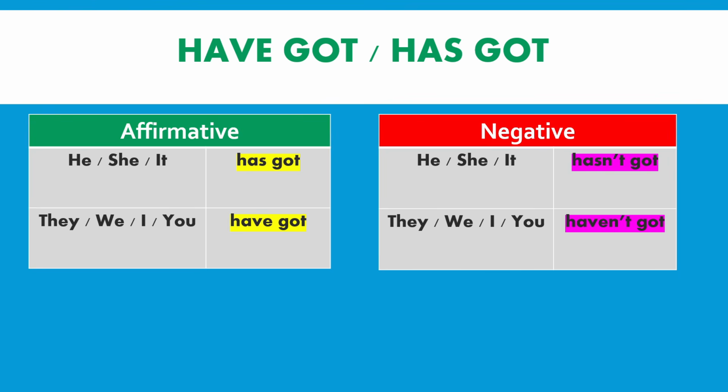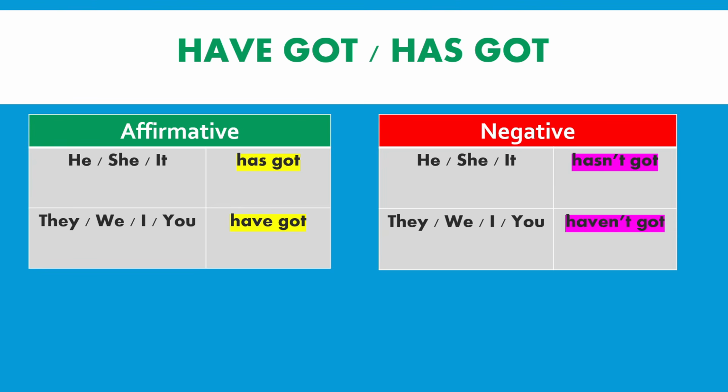And the same thing goes to negative. Something that is negative means it says no to a particular sentence. It's totally opposite to affirmative. Affirmative, yes. Negative, we say no. So when we want to say no using has got or have got, this is the way we write it. This is for your reference. So he, she, it, we use hasn't got. They, we, I, you, we use haven't got.